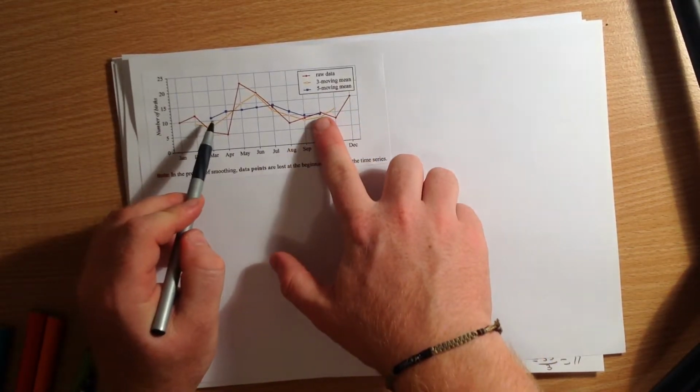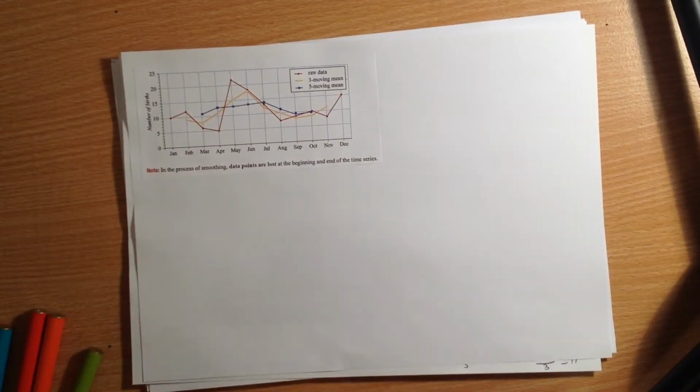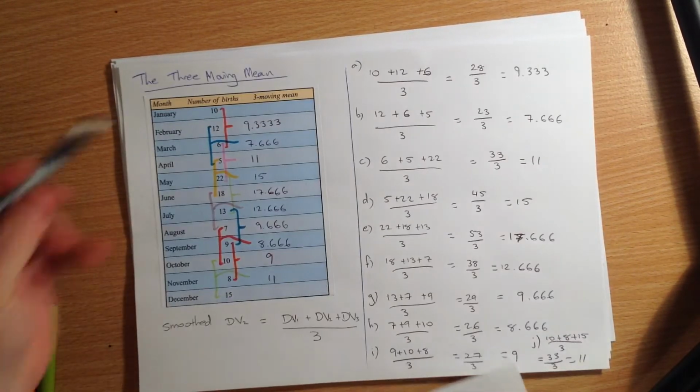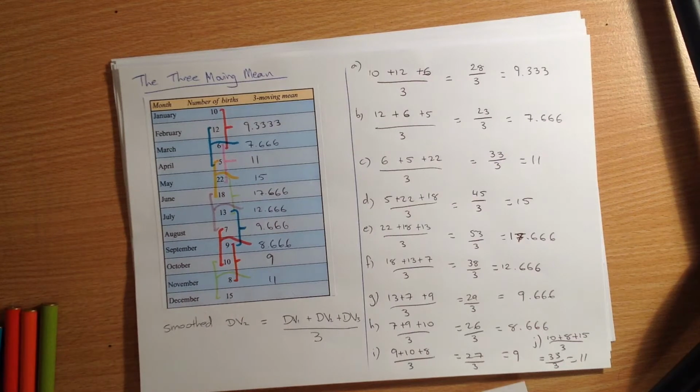So when we do our 5 moving mean, it's going to be even shorter. The disadvantage is we get less data. The advantage is we can see more of that relationship. So you can see we lost this data here at the top and this data here at the top. We're going to do pretty much the exact same process for the 5 moving mean. If you're confident, you might just want to skip that video and go straight onto the work in the textbook.